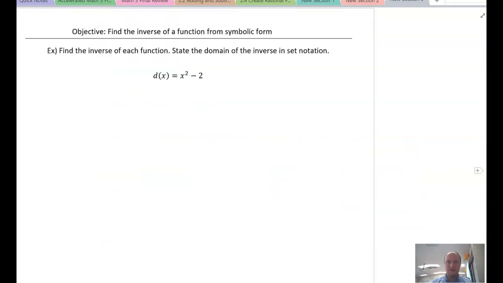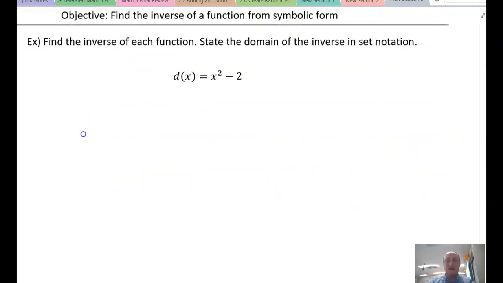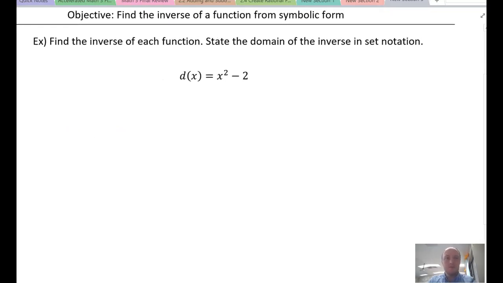All right, second example. x squared minus 2. Okay, so I'll switch to multivariable. y is equal to x squared minus 2, and then I'll switch my x's and my y's. x is equal to y squared minus 2. Okay, I'll add 2 to both sides. x plus 2 is equal to y squared.